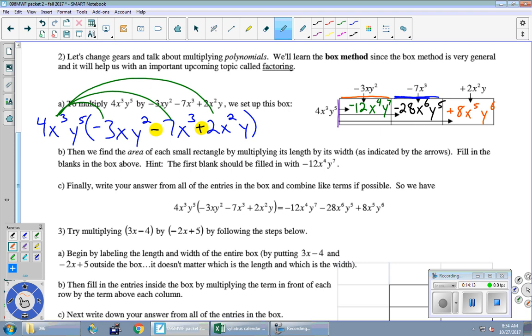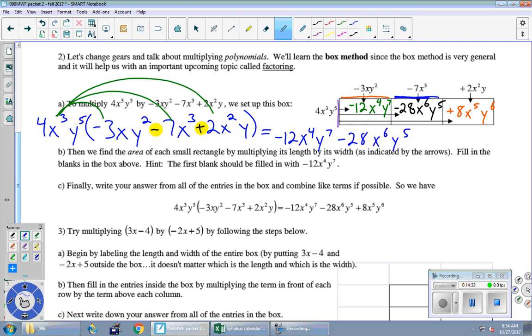Okay, so we now have our answer. This thing equals what we get when we distribute all of the stuff inside of that big rectangle. So we're just going to copy it. Negative 12 x to the 4, y to the 7. That was the green thing. Minus 28 x to the 6, y to the 5th.